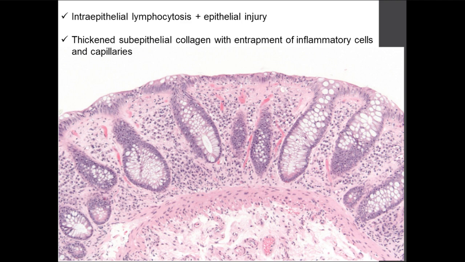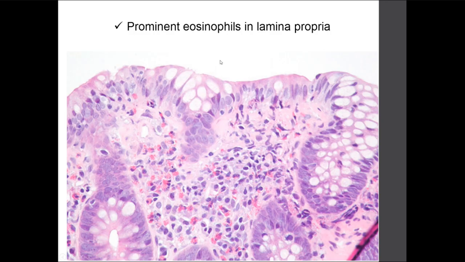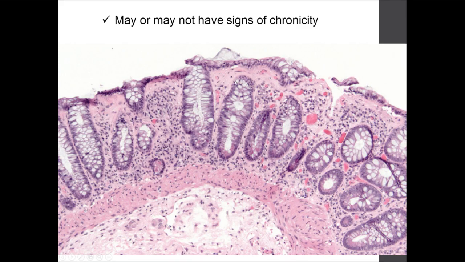I want to mention that there's actually a defined thickness of the subepithelial collagen table. However, I would say in clinical practice, we don't measure how thick this is. It has to be obvious on the H&E. They do have prominent eosinophils in the lamina propria, so it seems that this is the cell type that is driving the fibrosis in collagenous colitis, and that's sometimes much more prominent than what we see in lymphocytic colitis.